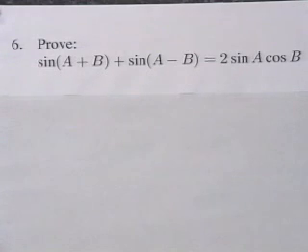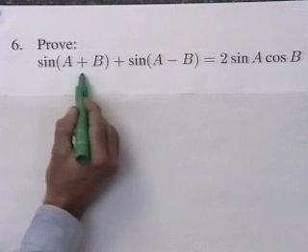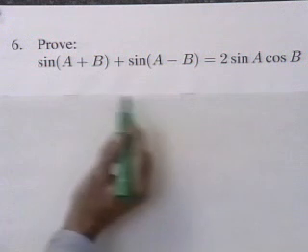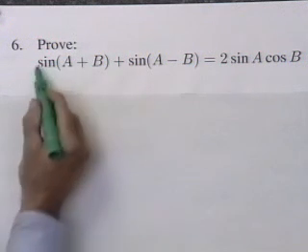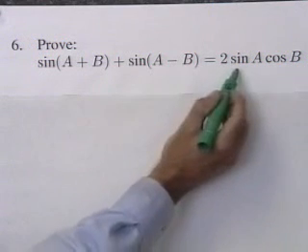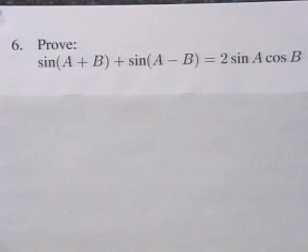I want to prove that sine(A plus B) plus sine(A minus B) is 2 sine A cosine B. So I'm going to take this side and expand using my sum and difference formulas, then simplify. Hopefully it'll come out to be 2 sine A cosine B.